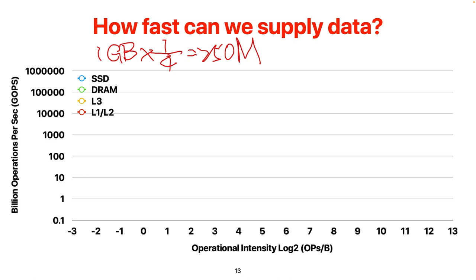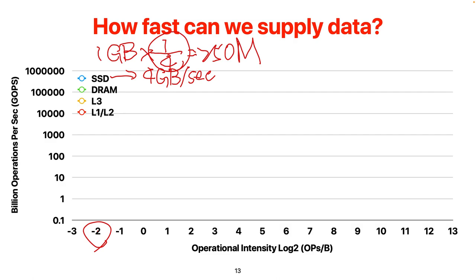Agree? So you can imagine, if today I have a solid state drive of around 4 gigabytes per second. If you check the spec, a lot of solid state drives have their reading performance at this level. So how many operations per second can the solid state drive support? A billion, right? So operational intensity of 1/4 is 2 to the -2, agree with that? And it can support 1 billion operations.